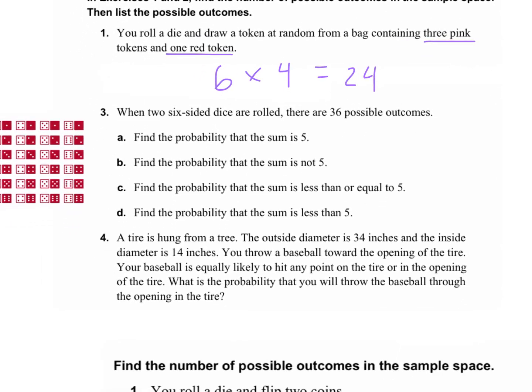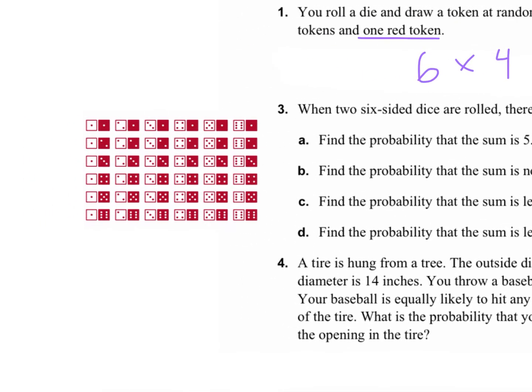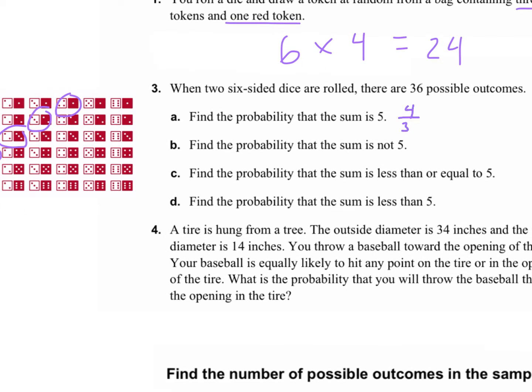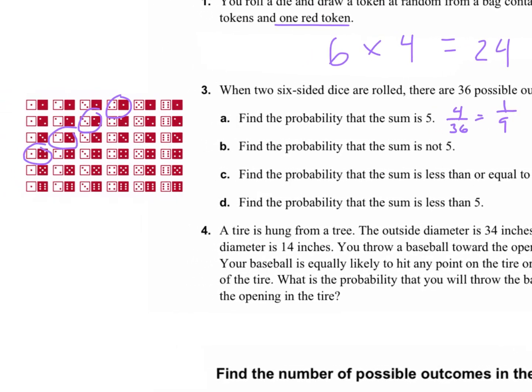Number 3, when 2 6-sided dice are rolled, there are 36 possible outcomes. Find the probability that the sum is 5. So here I included the little picture of all of our possible outcomes when we roll 2 six-sided dice. We have the sum of 5 here, here, here, and here. So that would be 4 out of our total 36, which simplifies to 1 over 9. And again, for all of these probability questions, you can leave your answer as a decimal or a fraction or percent if you want.